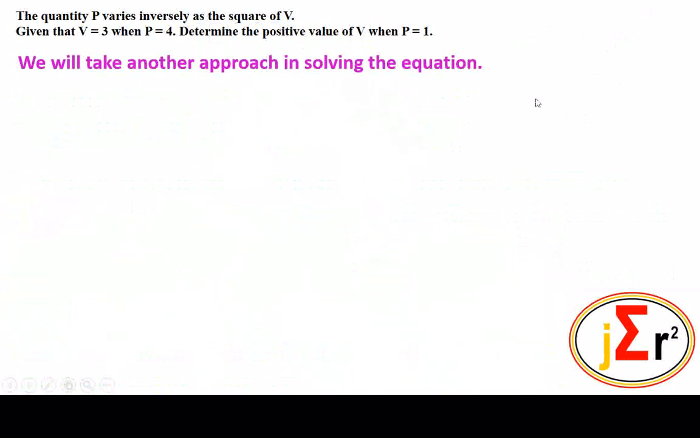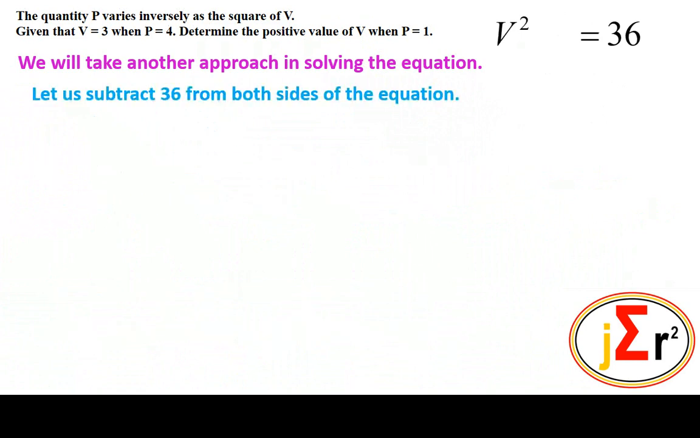We will take another approach in solving the equation, because that equation needs to be given a little more consideration, which is v squared is equal to 36. Let us subtract 36 from both sides of the equation. What will happen?